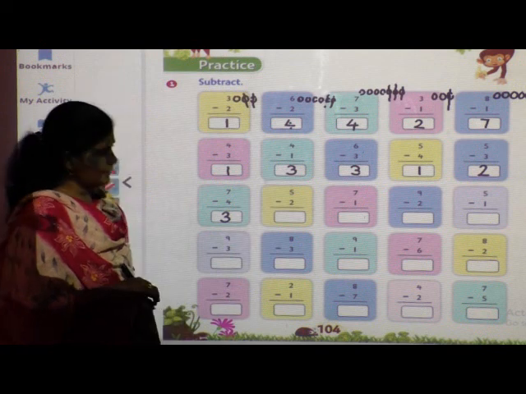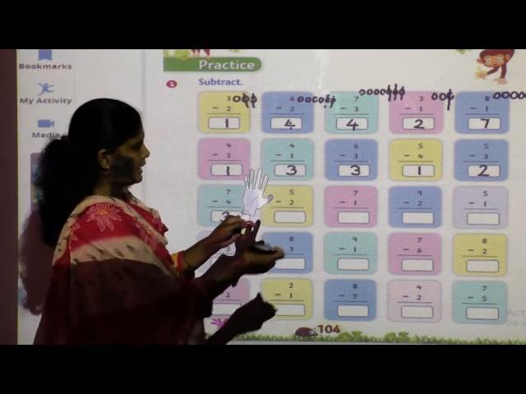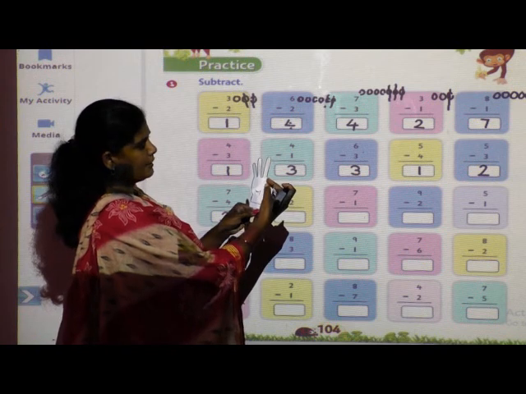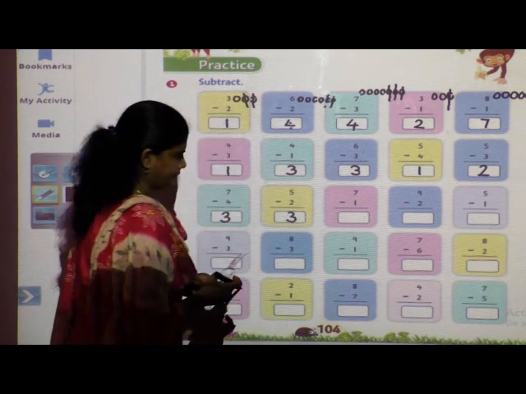So once again see 5. Open your 5 fingers. From that, 2 cut, 2 cut. So how many got? 1, 2, 3. So write here 3.